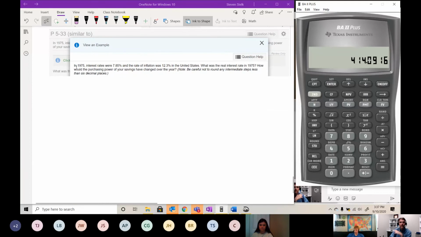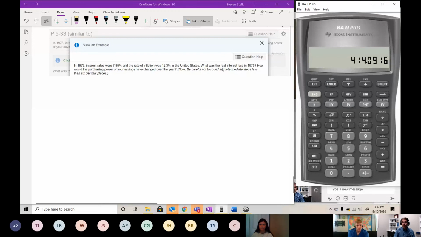Okay, so the homework problem that uses this, or one of them anyway, is number 19. Number 19 says that in 1975, interest rates were 7.85% and the rate of inflation was 12.3% in the United States. What was the real interest rate in 1975? Another way of asking the same question is, how would the purchasing power of your savings have changed over the year? Another note there, not to round, but that's okay, because we'll use stored values and it won't matter.